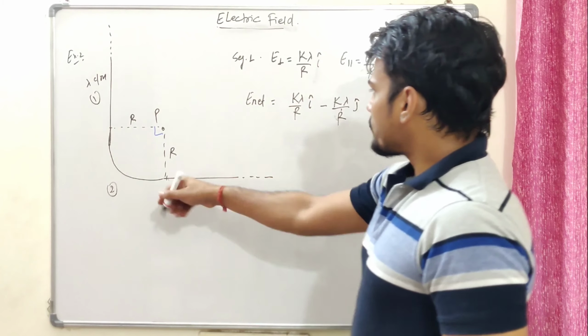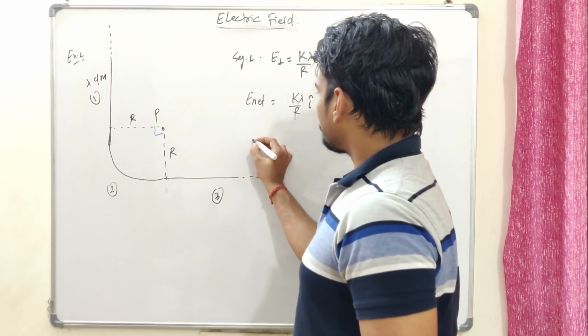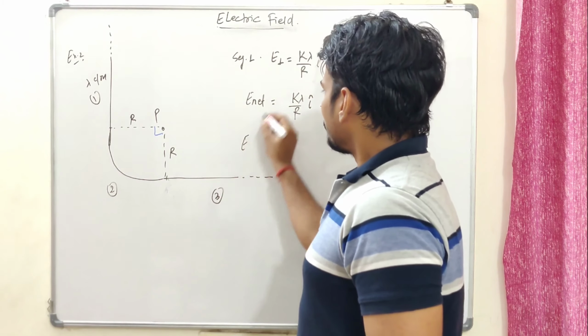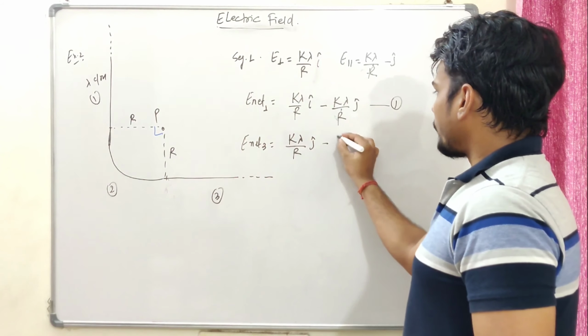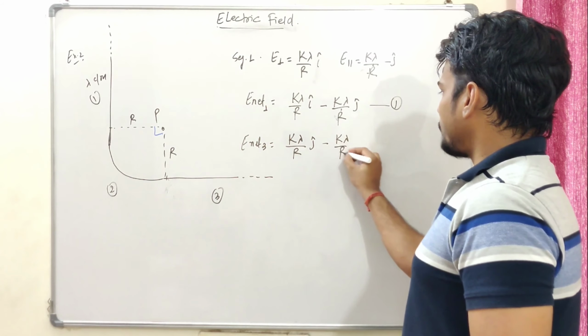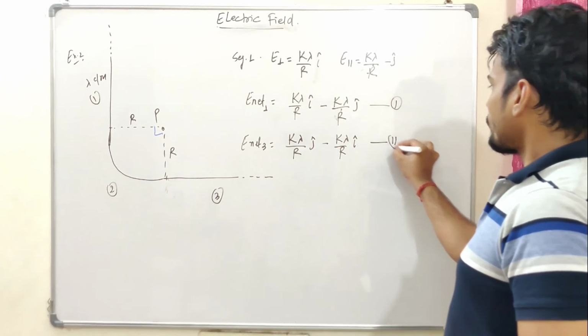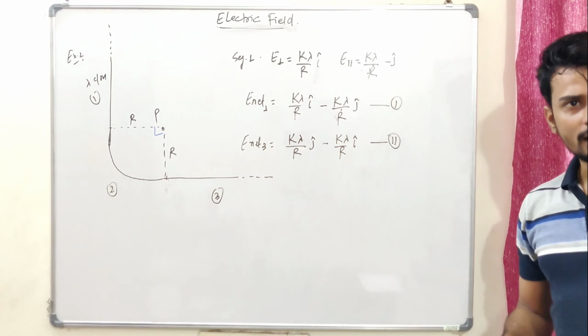Likewise, I'm going to do this for segment 3 and segment 2. First, the E net due to segment 3: the perpendicular component should be in the j cap direction, which again is K lambda by R j cap, and the parallel component should be along negative x, that is minus K lambda by R i cap. I'm sure you will agree with this. Same process, I've done it directly.